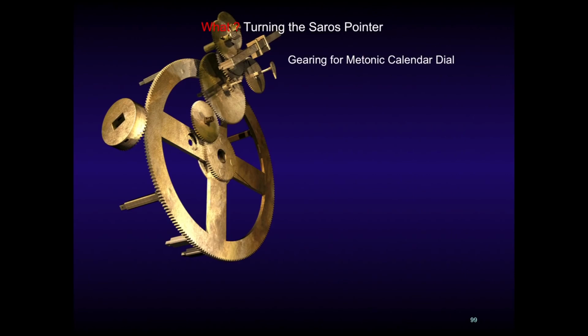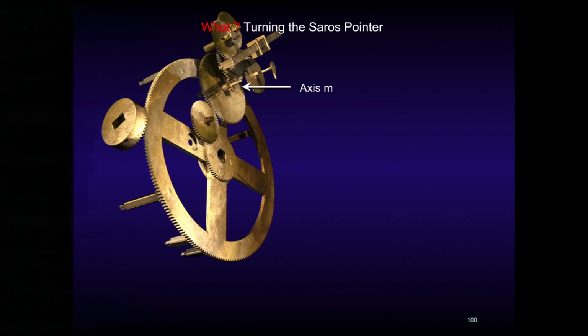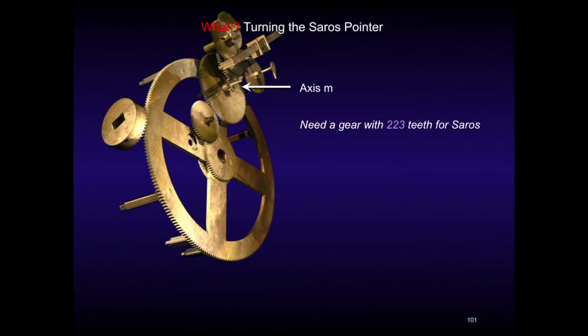That's all the gearing we saw for Michael Wright's gearing for the Metonic calendar dial. And I want to turn the lower back dial. Again, I've suppressed the main plate so you can see the gears, but there's really only one axis which can turn this, and that's this little axis M. The gearing branches here to the upper back dials and to the lower back dials. And I need a gear with 223 teeth. It's a prime number, can't break it down into smaller gearing.